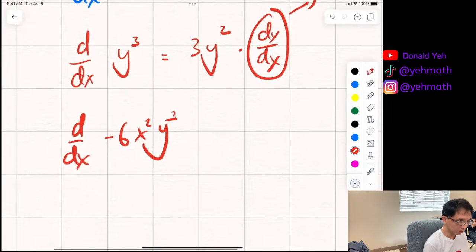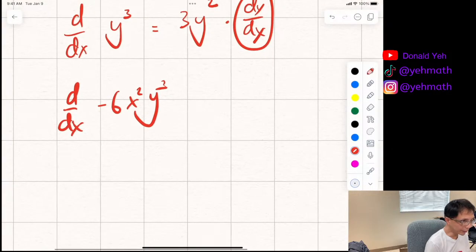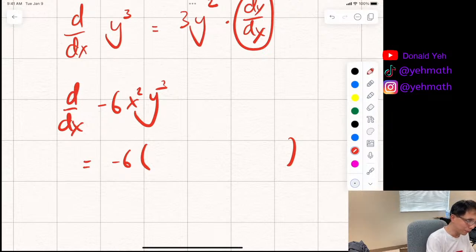Negative 6x squared y to the third. So if you've never done it, just follow with me right now. Usually I take the negative 6 outside like this and put a parenthesis, because I think that's easier, because you can always distribute it back. Now, the derivative of x squared is just the normal derivative. That's going to be 2x y to the cube.